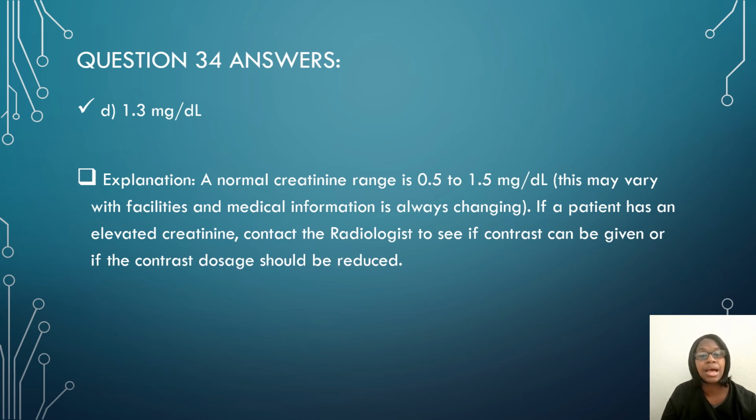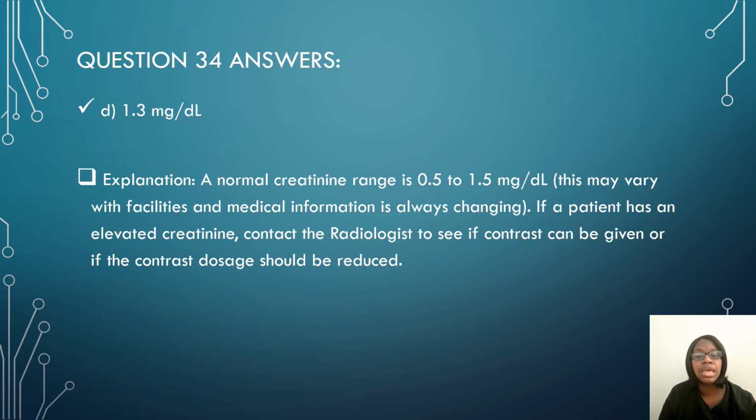However, I'm always going to say this whenever I have numbers involved, because it's always changing. Whatever facility you work at, they may give you a different range, but I'm using a certain review book or a certain website that's giving me this number. So this is what I'm going by. But if you work at a facility, they have their protocols in place of what their normal creatinine range is. And this can be due to updates, changes, new research that has come out.